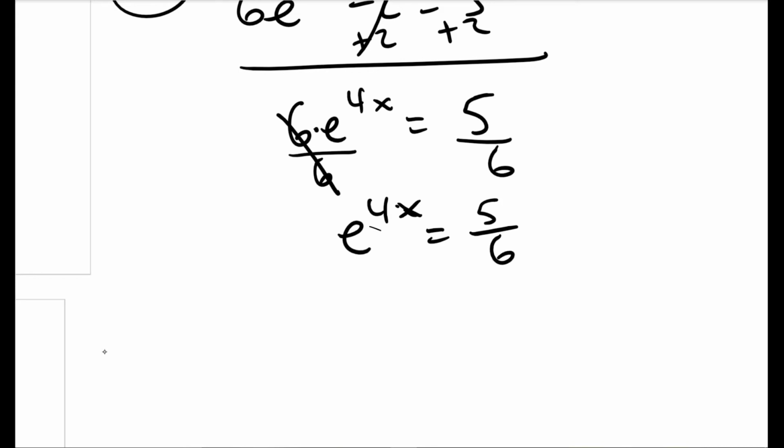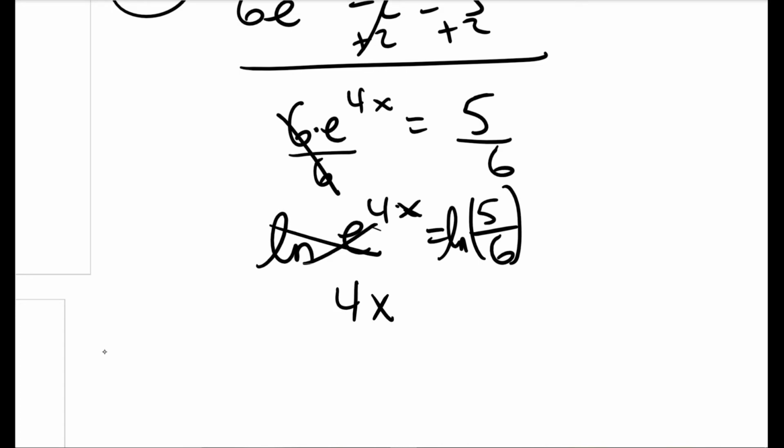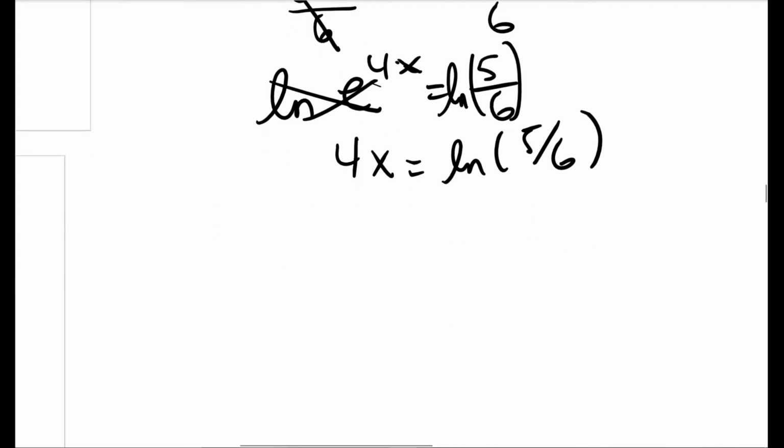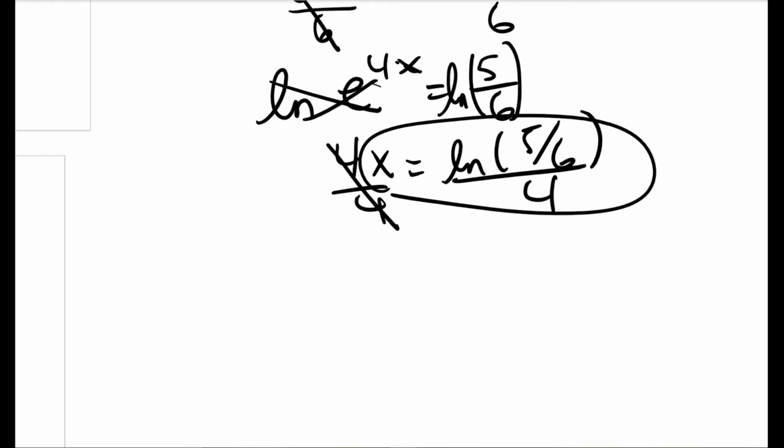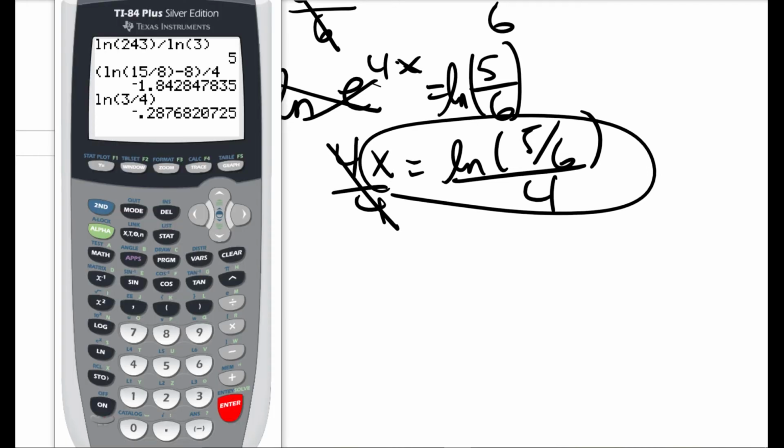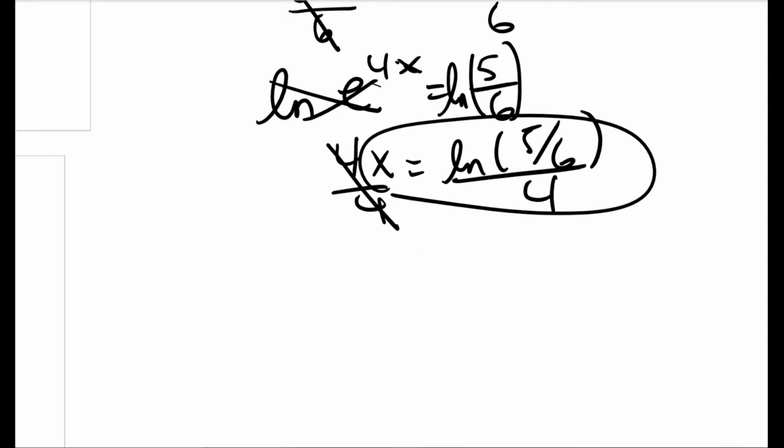Now the only way to get rid of the e is with an ln, so I'm going to do the ln on both sides. Then the only way to get rid of the 4 is to divide off the 4. All right, so that's my x. We're going to go ahead and type that in, get our answer. So we have negative 0.046.